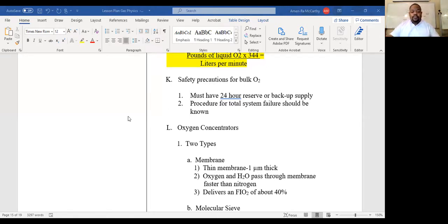All right, so make sure, if lightning strikes or something like that, because things happen, storm, whatever, you have to have a procedure in place. Otherwise, you're going to be scrambling all through the hospital trying to find tanks to hook everybody back up. Somebody is going to die and somebody is going to get sued.